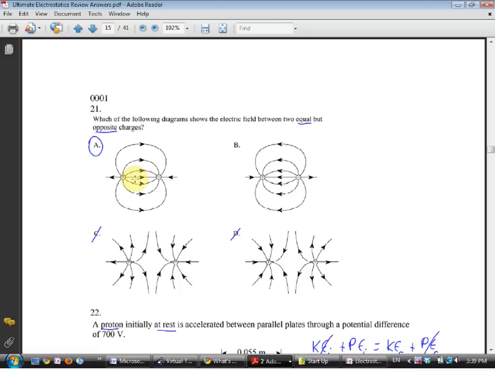We also said the number of lines roughly is proportional to the strength of the charge. This charge here has 1, 2, 3, 4, 5, 6 lines coming off of it. This has 6 lines coming onto it. Those two charges are the same polarity, same magnitude. If this charge had 12 lines and this had 6 lines, I would say this charge is twice as big as that. I don't know what they are, but I know this one's twice as big as that.